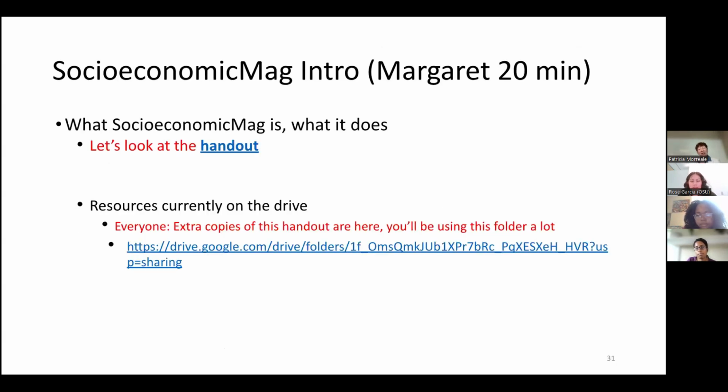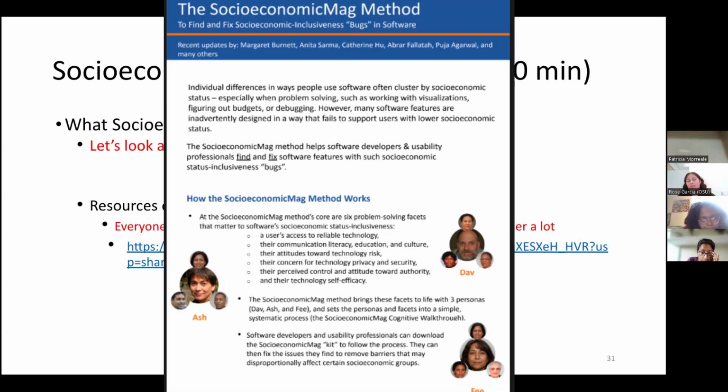Okay, so we're going to spend some time on this slide only. We're going to get to know Socioeconomic Mag a little bit, and we're going to do it on this handout. So we'll start with the first page, which says basically, what is Socioeconomic Mag?